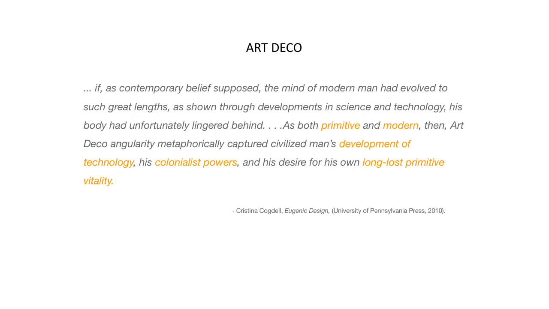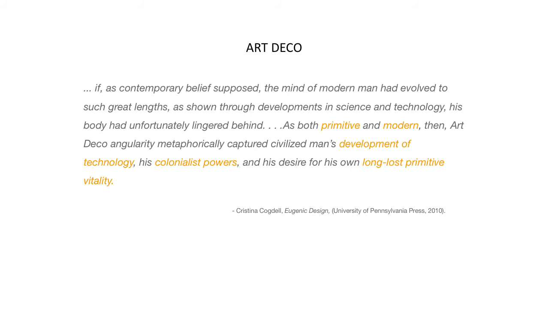The historian Christina Cogdell has written a profound book called Eugenic Design, where she looks at the history of Art Deco, this history of cultural appropriation, and digs into the archives, digs into the writings of the architects, designers, developers of culture, visual culture at the time. And she gives us a summary of what's happening in this way.